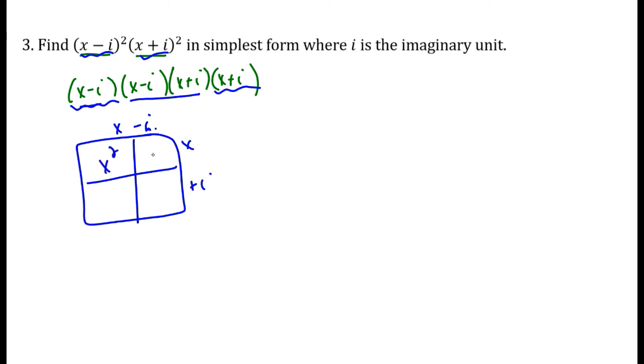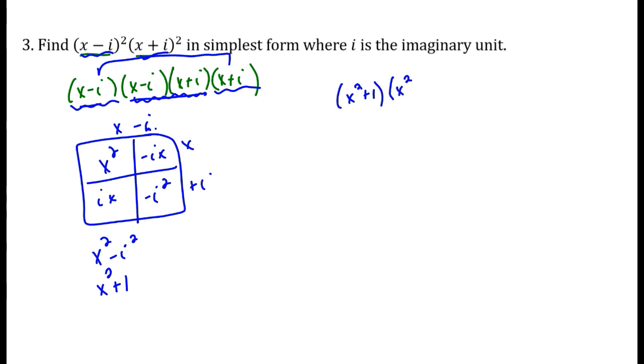I get x squared minus ix, plus ix, and negative i squared. x squared plus 0 minus i squared. i squared is -1, so this is really x squared plus 1. That's what happens when you multiply those two together. When you multiply those other two together, you also get x squared plus 1. So I'd much rather make a table with those two.